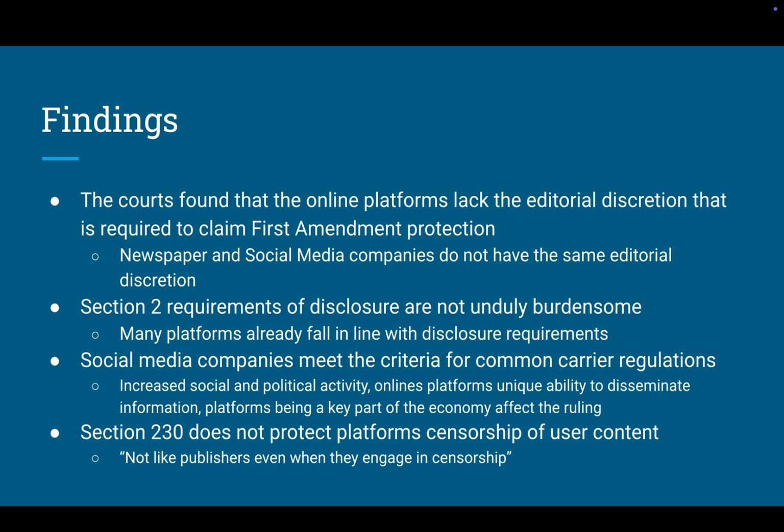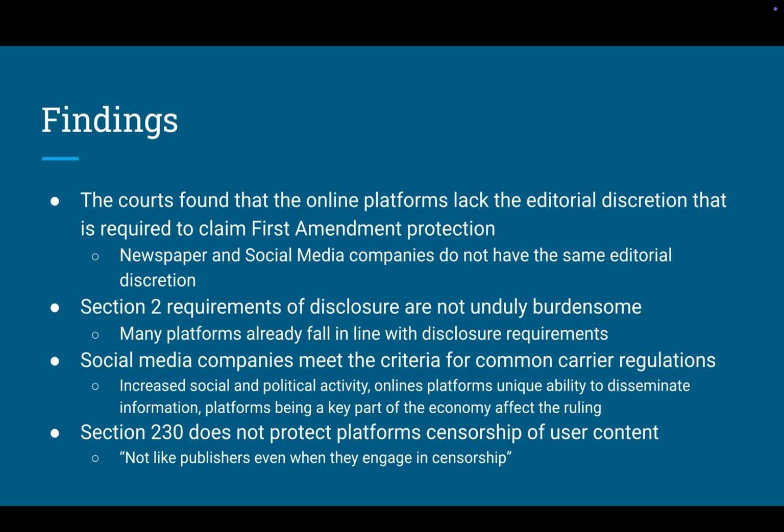Looking at Section 2, the court found that the disclosure requirements in Section 2 were not unduly burdensome, rejecting the arguments made by the social media companies. The ruling comes from a previous Supreme Court case, Zauderer versus Office of Disciplinary Counsel of the Supreme Court of Ohio. In that case, the court found that states can require, quote, purely factual and uncontroversial information, end quote.